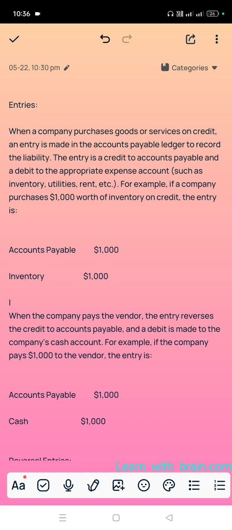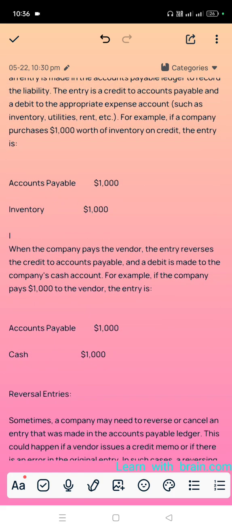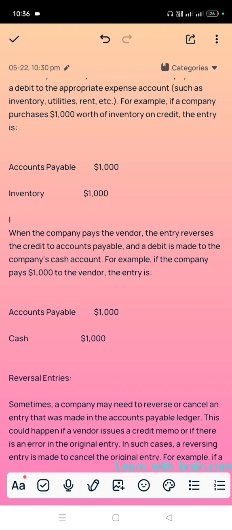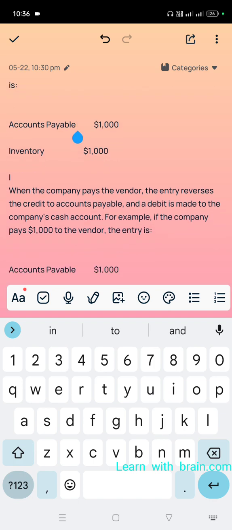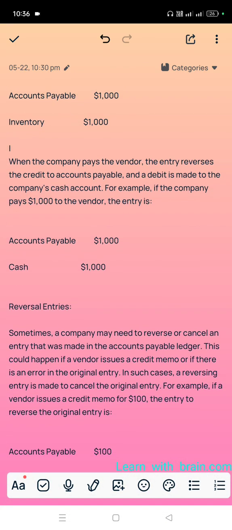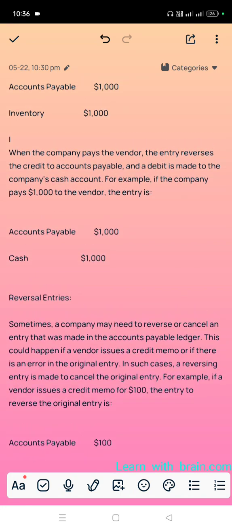For example, if a company purchases $1,000 worth of inventory on credit, the entry is accounts payable account debit to inventory account. Actually, the entry is wrong in this. We have to debit inventory account and credit accounts payable account. Correct it in your mind.